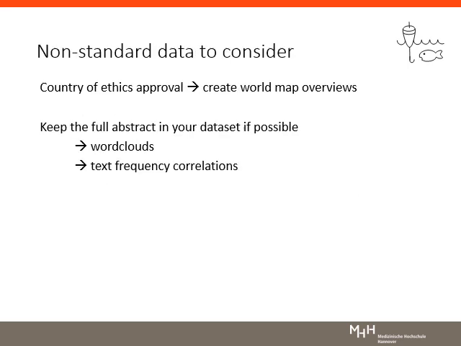So while I would advise against extracting data that require a lot of time to get right and do not add that much to the information that you want to analyze, there are a few non-standard data that I would like you to consider. One of those is the country of ethics approval. If you extract that, it's relatively easy. It's easy to find. It won't take you too much time. And it will allow you to create world maps with an overview of where the studies you included in your review have been published. And this actually looks quite nice, and it's a very easy visual that describes the sample of what work is done where.